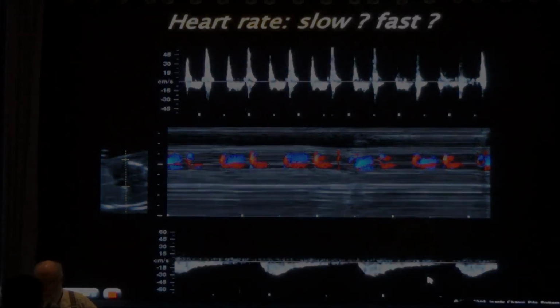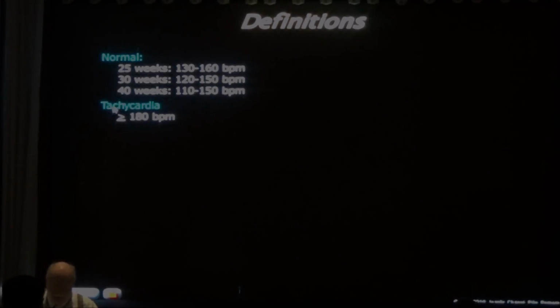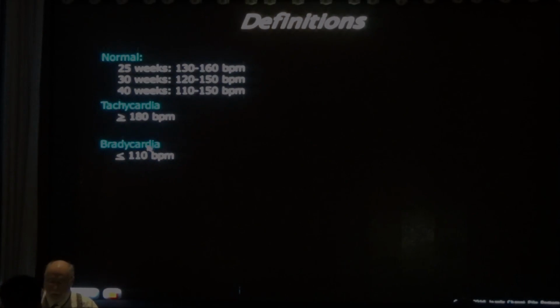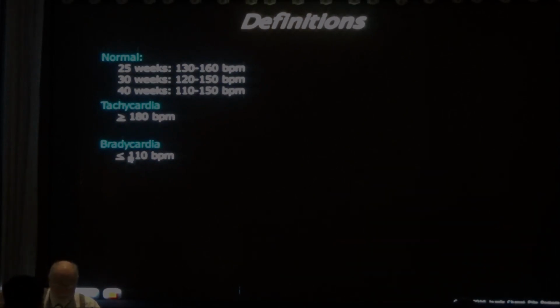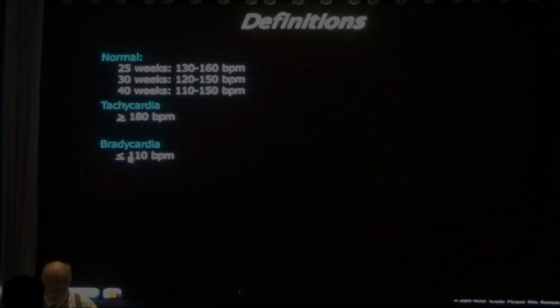Okay. You need to listen to that whole course there, huh? So normal heart rate decreases from 160 beats to 150 beats during the gestation. We talk about tachycardia when it's greater than 180, and we talk about bradycardia when it's less than 110 beats per minute. It used to be less than 100 beats per minute. That was changed about 5-6 years ago to 110 beats per minute.